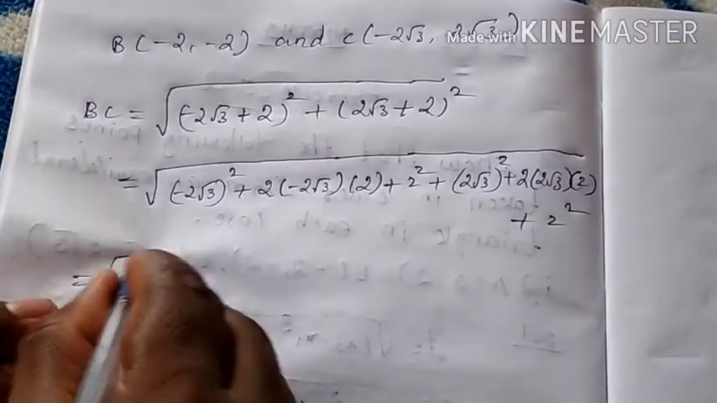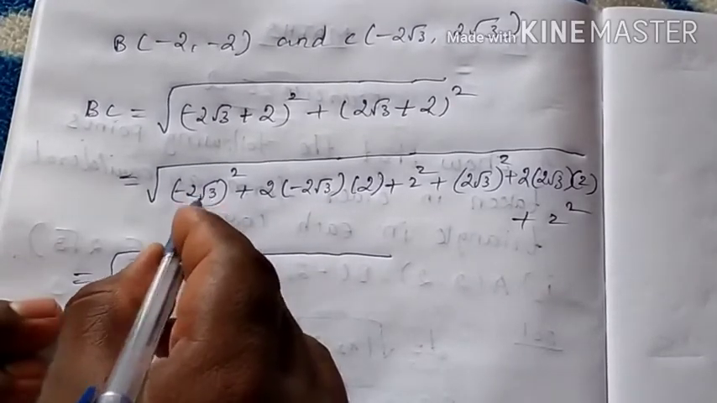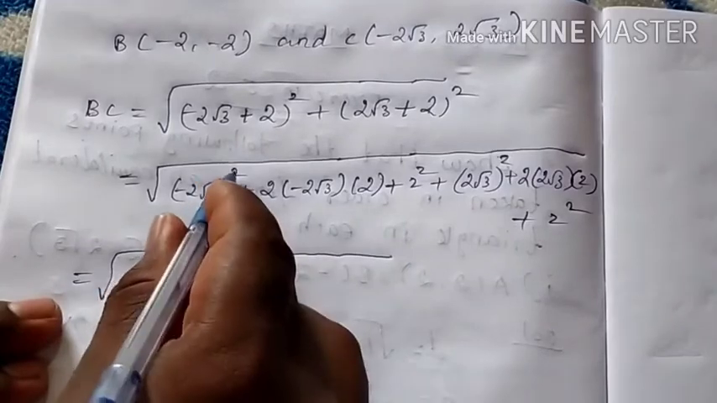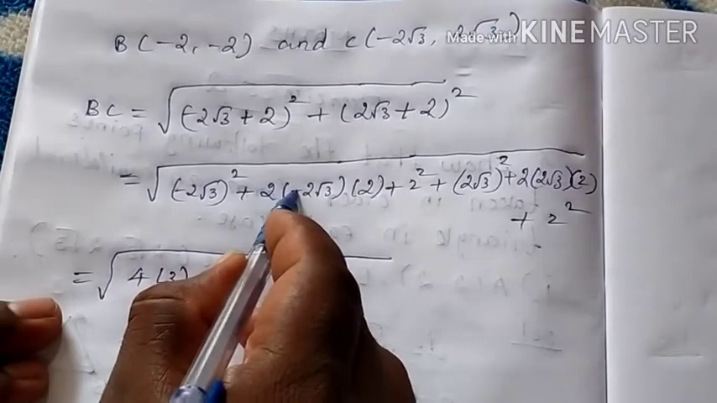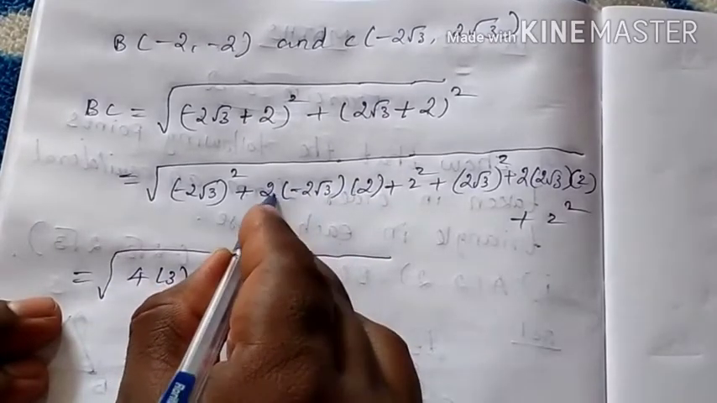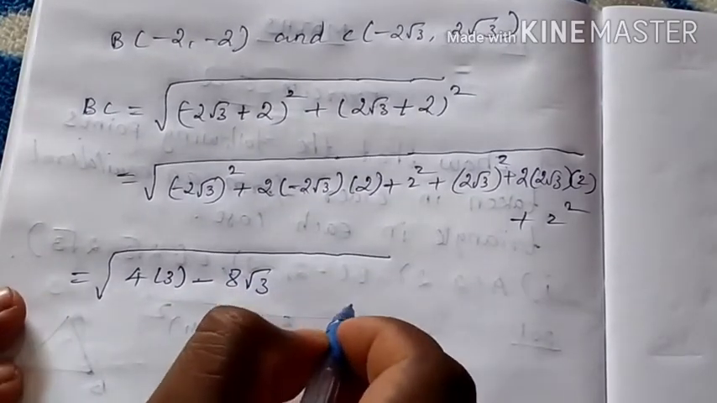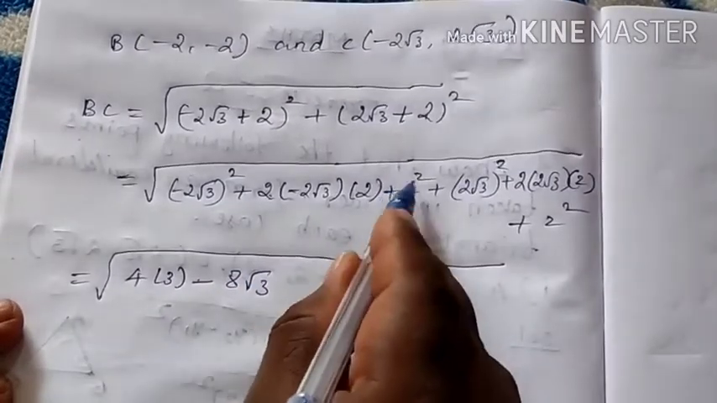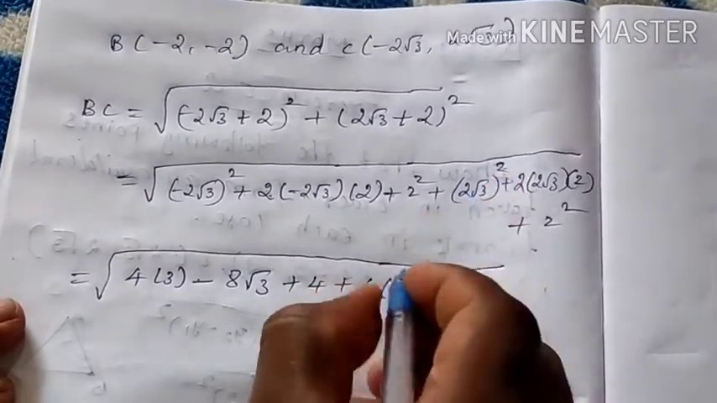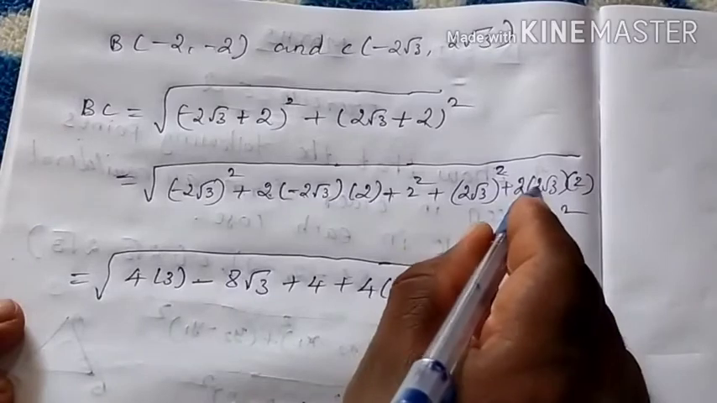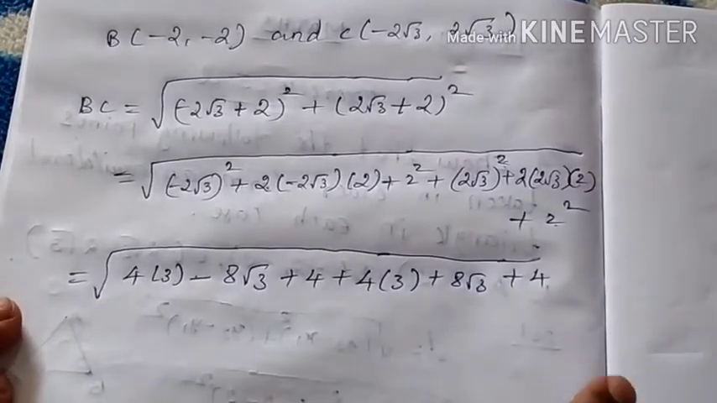Which is equal to the square root of: minus power even number is plus, 2 square is 4, root 3 square is 3. Square and square root are cancelled. Then plus into minus is minus, minus into plus is minus. 2 2s are 4, 4 2s are 8, so 8 root 3. Have you understood? Plus 2 squared is 4. In the same manner, 2 squared is 4, root 3 squared is 3, plus 2 2s are 4, 4 2s are 8 root 3, plus 2 square is 4.